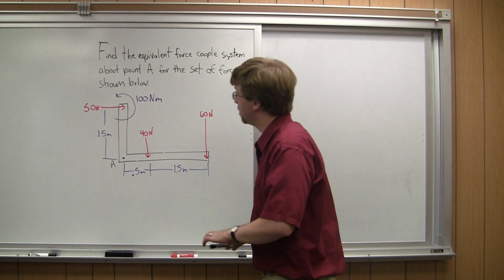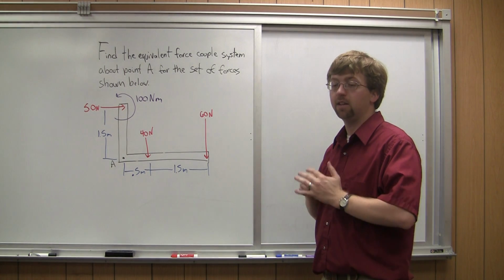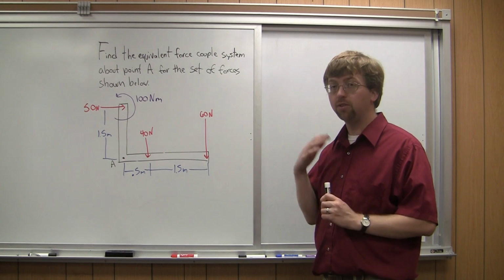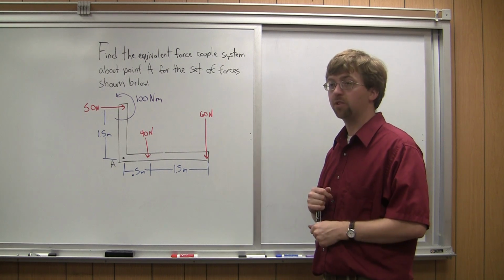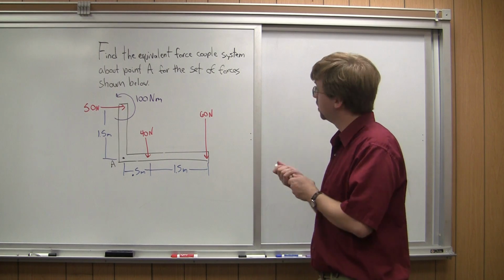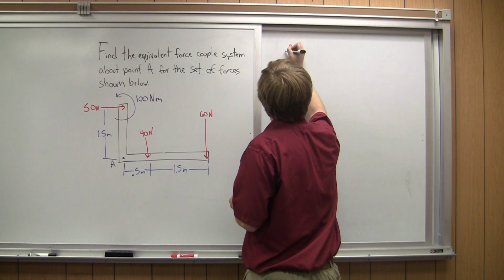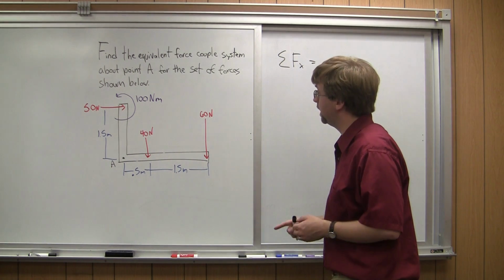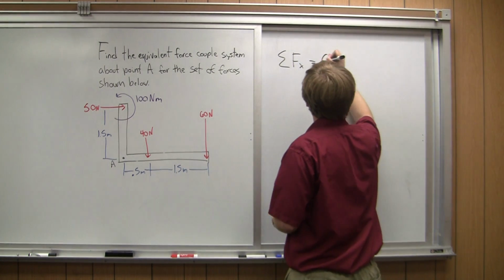So the first step in all of this is going to be finding the equivalent force. For this, I'm going to use the shortcut method rather than resolving all the forces the formal way. I'm just going to take the sum of all the forces. So I can take the sum of all the x components of the forces. Sum of forces in the x is going to be 50 newtons, and that's really it. So 50 newtons.